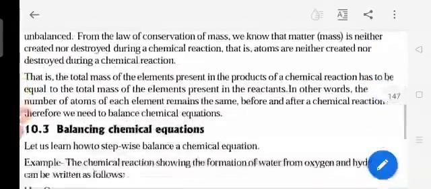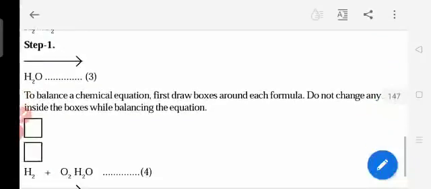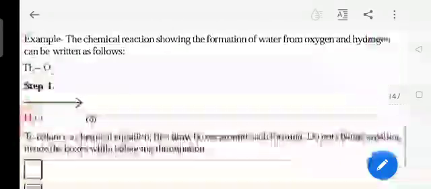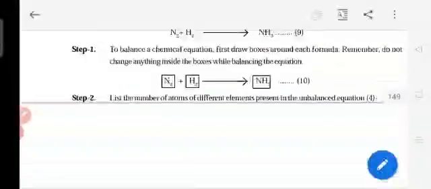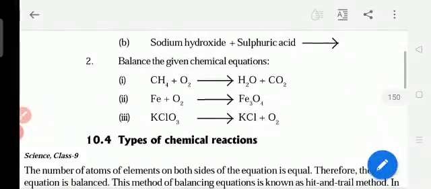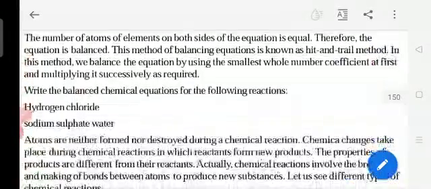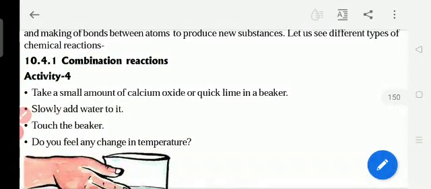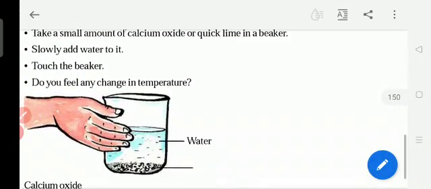Yes, how to write the equation you have studied yesterday. So we study about the balancing equation you have studied. Now different kinds of equations we have. Combination types of chemical reactions. Okay. So the first one is the combination reaction.